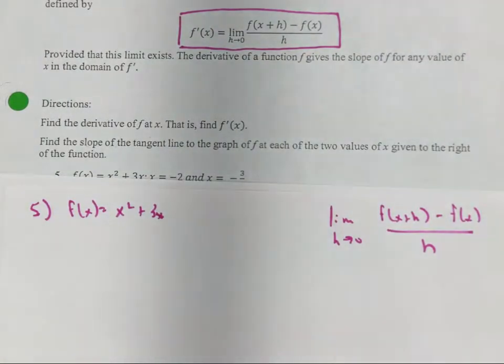Alright, I'm given this function f of x equals x squared plus 3x, and I want to find the derivative by using the formal definition. In the formal definition, I have a limit as h approaches 0 of f of x plus h minus f of x over h. Well, I've got to find f of x plus h. How would I find f of x plus h using this? Take x plus h and plug it in for x, wouldn't I? Because if I find f of 5, I'll take 5 and plug it in for my variable. So I'm going to find f of x plus h first.